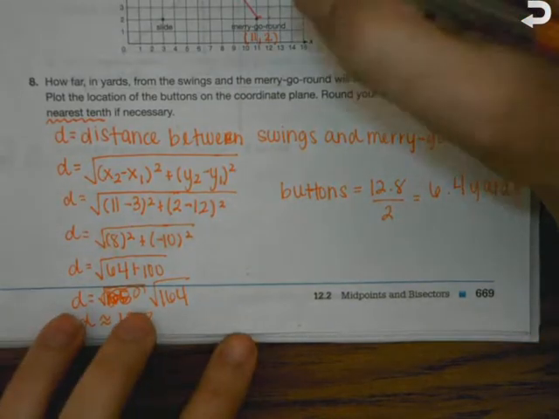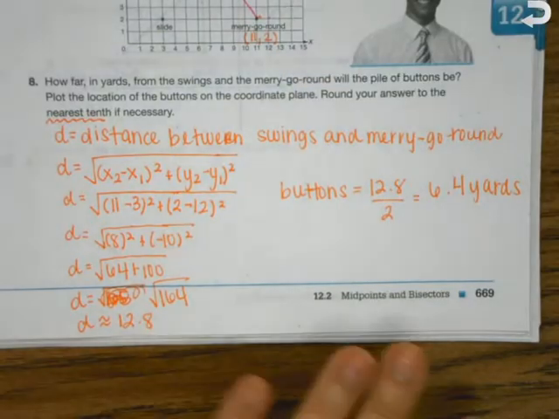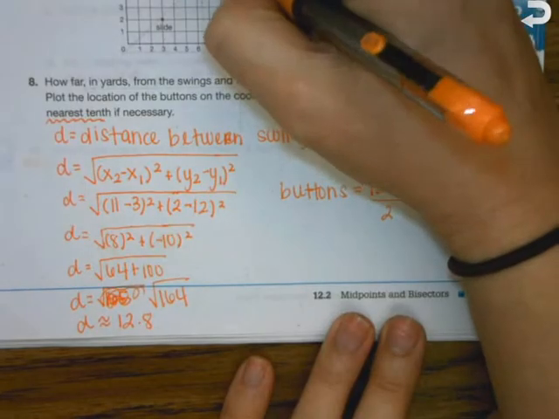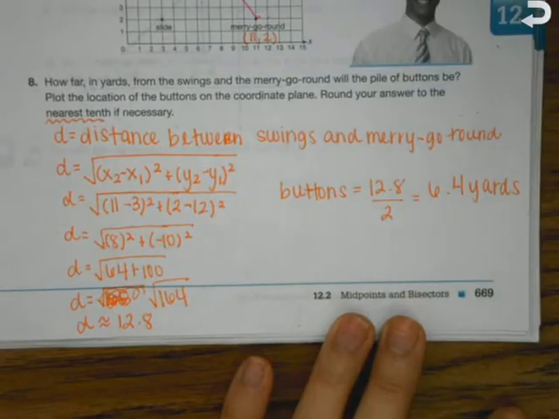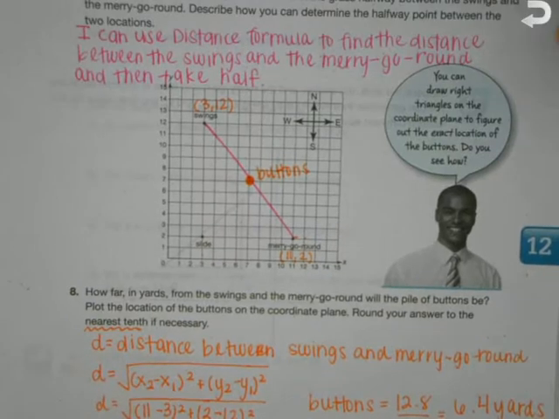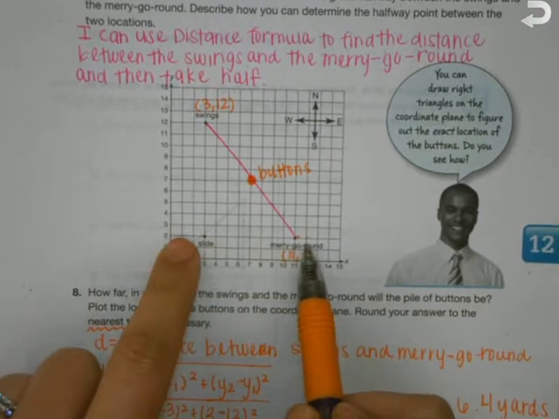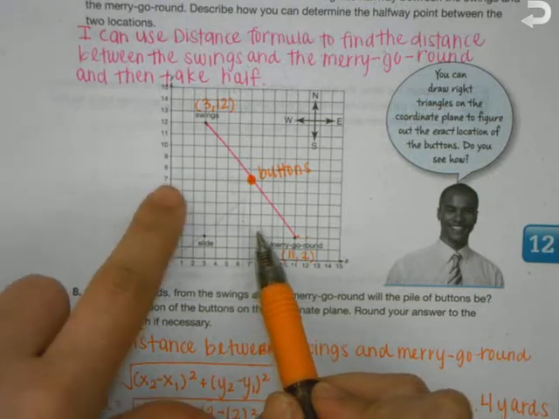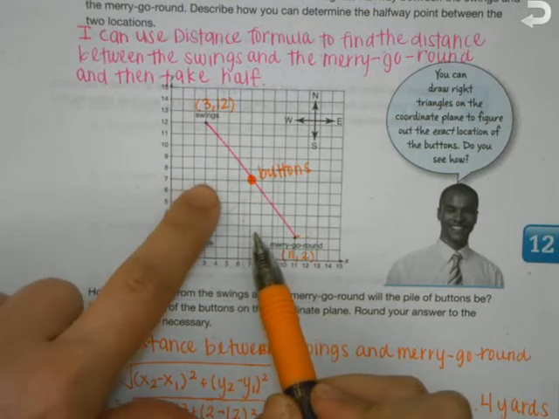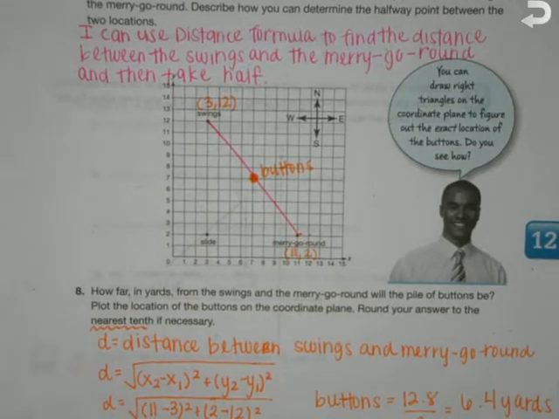So 6.4 yards. So where would halfway between the swings and the merry-go-round be? 7.7. How'd you know that, Dana? Well, it's just in the middle. So this would be the buttons, and they are 6.4 yards apart from each one. So the buttons would be right here. Another way we could have figured that out is we realized that the midway point between the slide and the merry-go-round was at 7.3, and the midway between the slide and the swings was at 3.7. So midway between both would be 7.7. Okay. Super smart, huh?